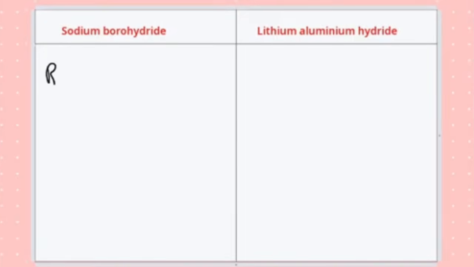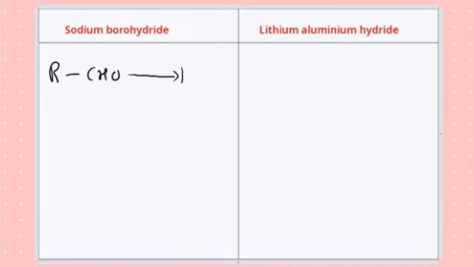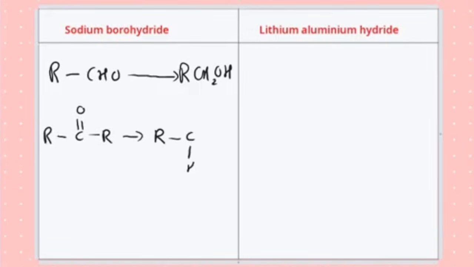So let's see the reaction, right? When you use sodium borohydride on an aldehyde, you are going to get a reduced product, that is a primary alcohol. You can even do the reaction with a ketone, so you are going to get a secondary alcohol. By default, you are going to get primary and secondary alcohol respectively.